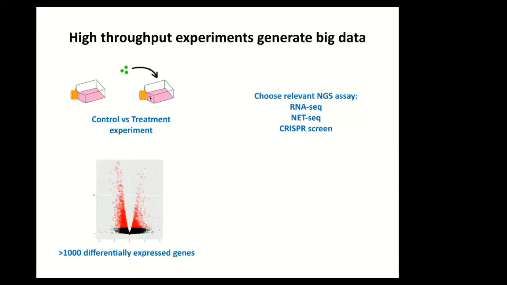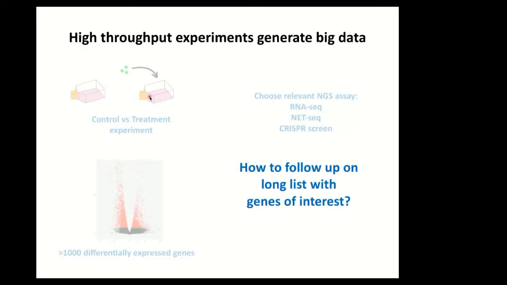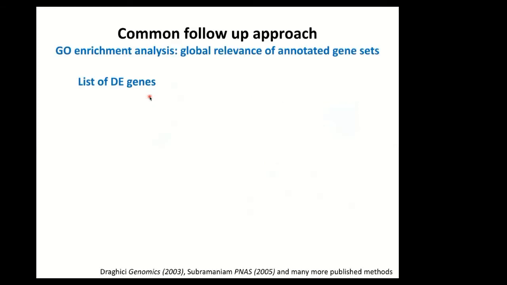And often what you then end up with is over 1,000 differentially expressed genes that change their expression in the treatment versus the control. And then the question becomes how to follow up on this long list of genes of interest. So I've developed a new algorithm tool called GeneWalk, which was published just over a month ago. I hope you're excited to try it out after hearing a bit more during this talk.